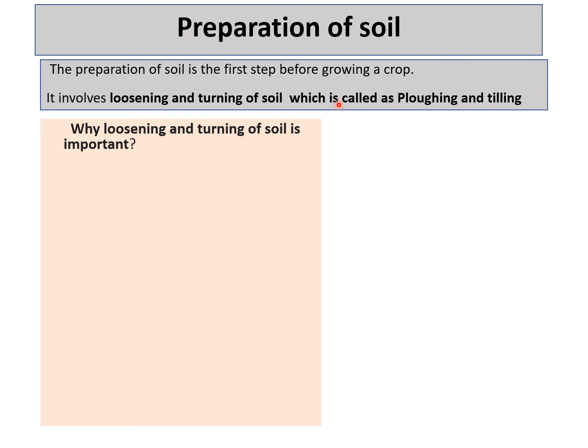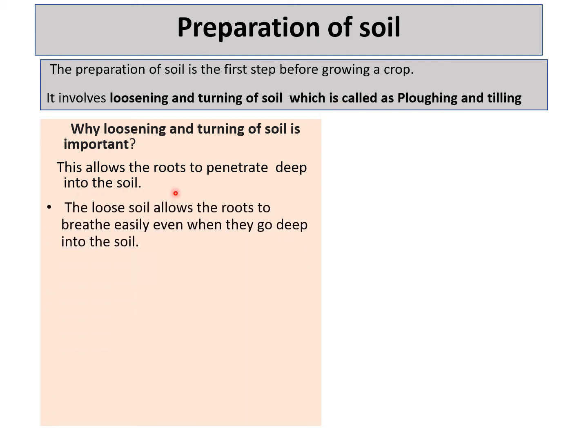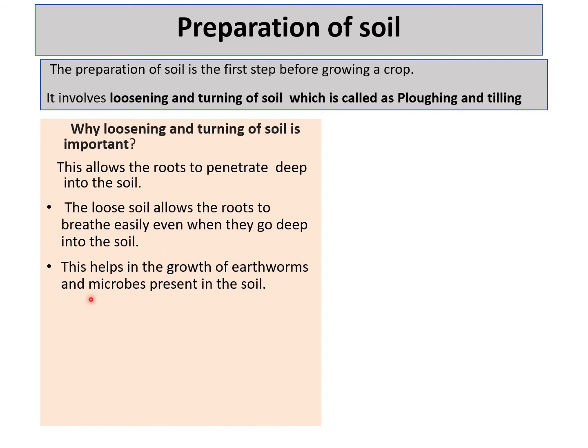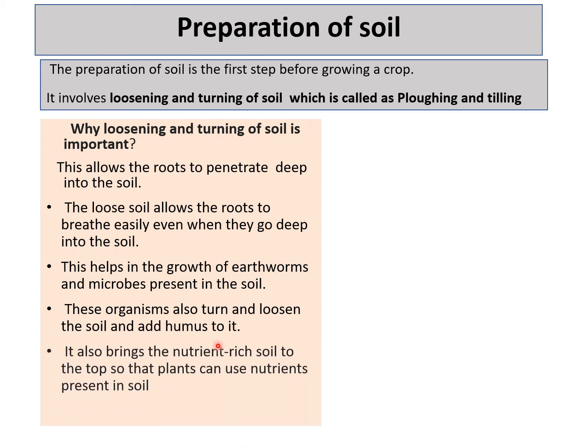So why is loosening and turning of the soil important? Because it allows the roots to penetrate deep into the soil, right? The loose soil also allows roots to breathe easily so that they can go deep into the soil. It also helps in the growth of earthworms and various microbes present in the soil. And these microbes in turn loosen and turn the soil and also add humus to it, right? It also brings nutrient-rich soil to the top so that the plants can use the nutrients which are present in the soil.